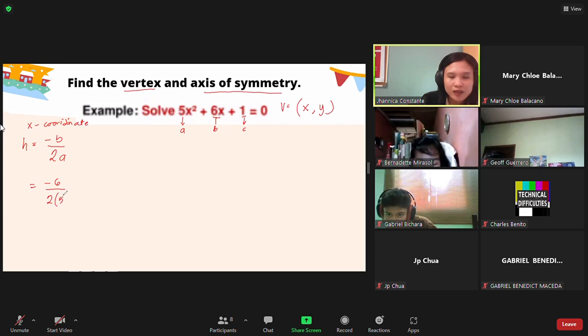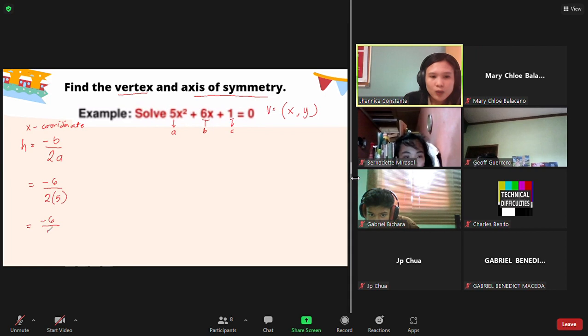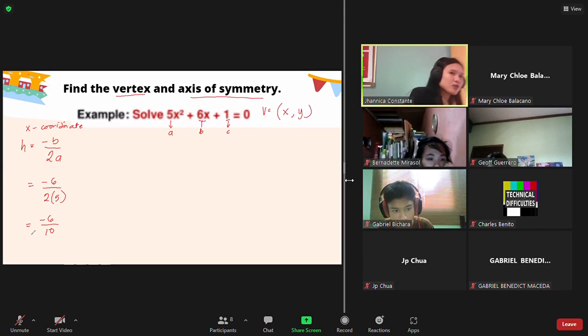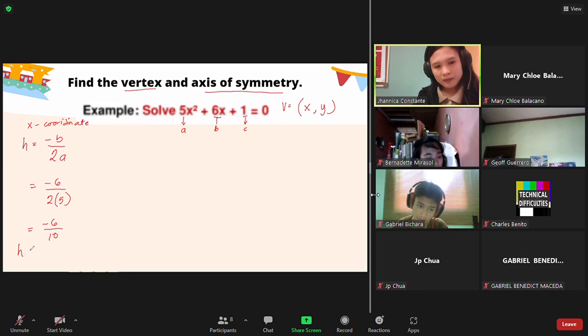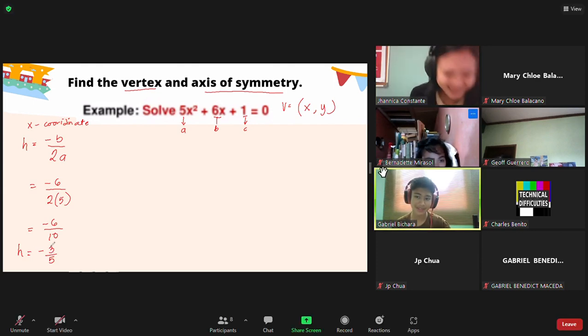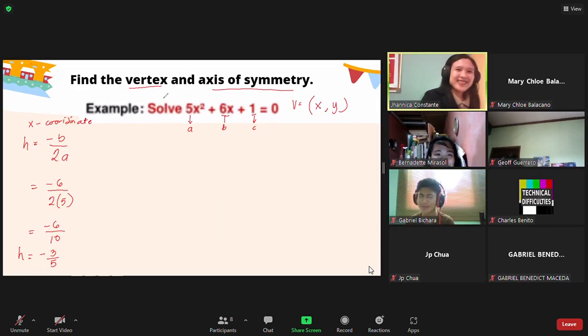Which is 5. So we have negative 6 over 10. Can we still simplify this fraction? Yes, we can still simplify. So our h is equal to negative 3/5. You can simplify it further into a decimal, which is really nice and sleek and smooth. So we can simplify it also with a decimal.